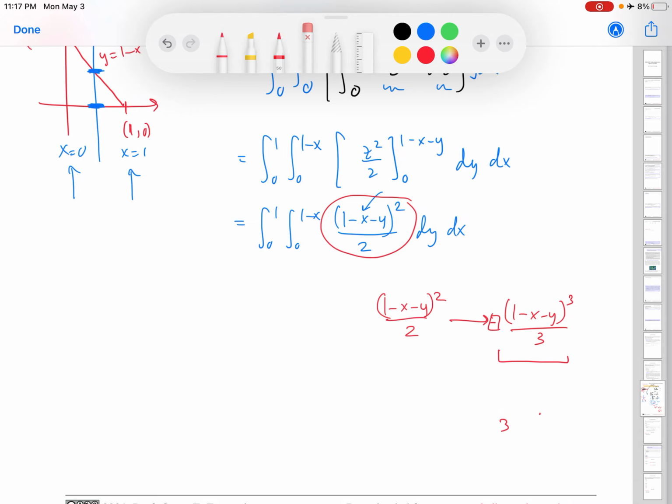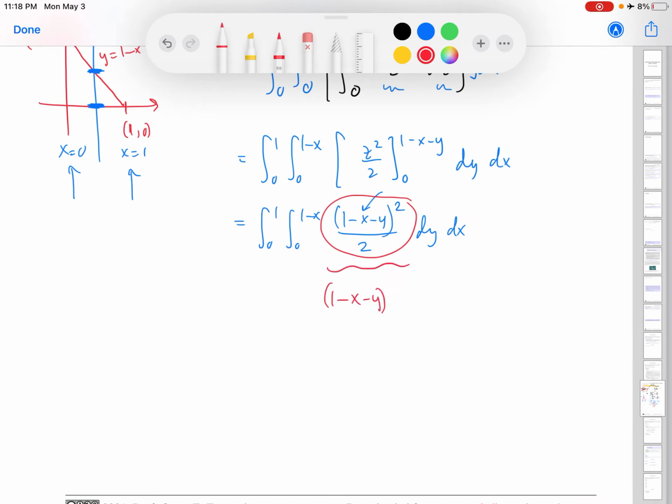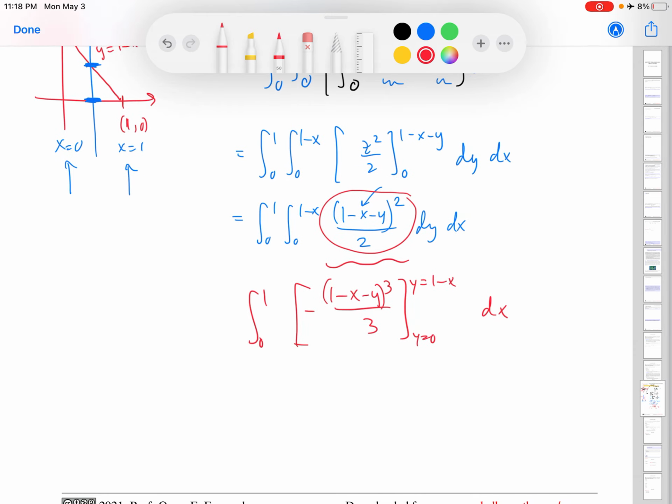So this is, if you haven't seen it before, a quicker way to do a u-substitution without going through all of the details of let u be this, and then du is minus dy, and then running through the substitution. So long story short, what I have just shown you is a very quick way to get to the next intermediate step, which is that this integrates to negative (1 minus x minus y) cubed over 3. And then we would substitute in y equals 0 to 1 minus x. And then we are left later to do that portion of the integral.